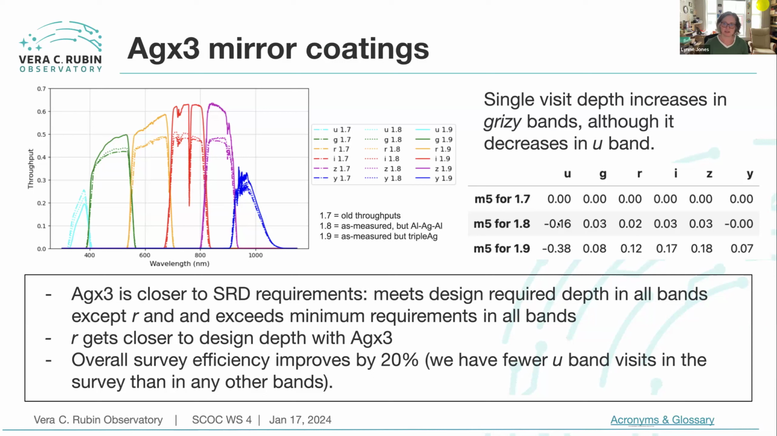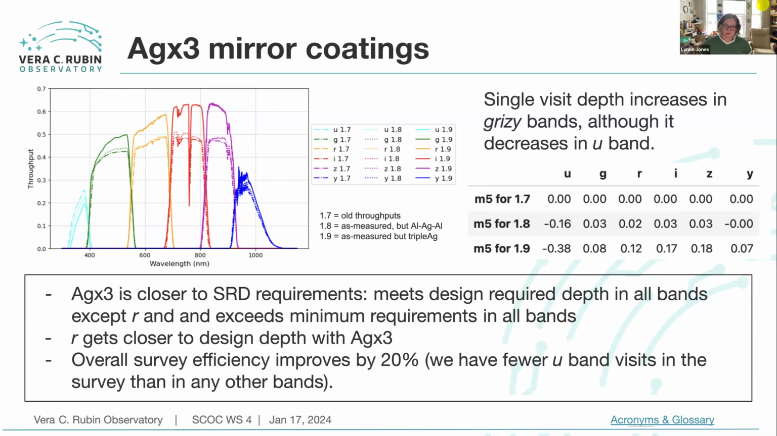In some ways we're comparing to 1.7 because those are the old simulations, but in another way you might say we should be comparing to 1.8, which is just the other alternative for the throughput curve. So depending on exactly how you count it, we definitely have a noticeable drop in depth for U-band. However, if you look at what the actual 5 sigma depths are, they do meet the design required depth in all bands except R band. And R band is actually improving relative to the SRD with these triple silver mirrors. And it exceeds the minimum requirements in all bands.